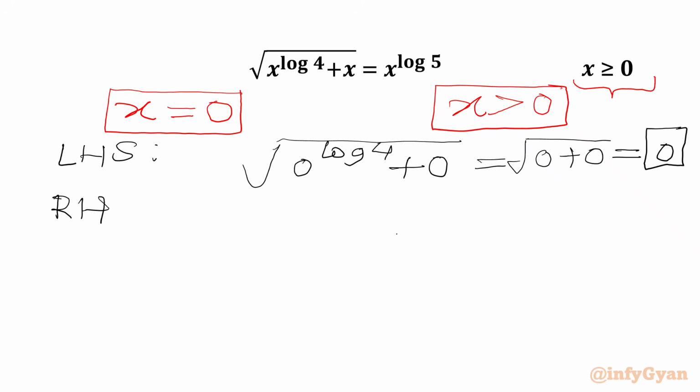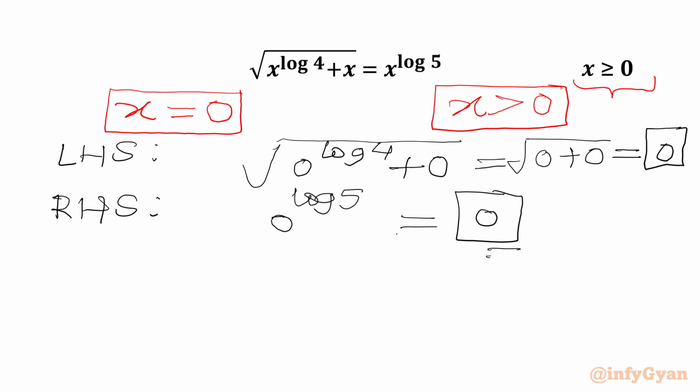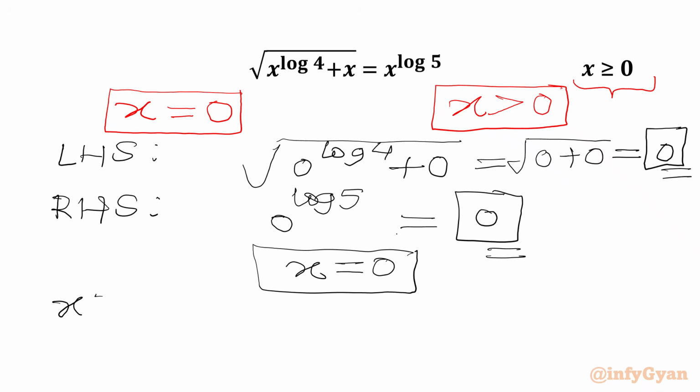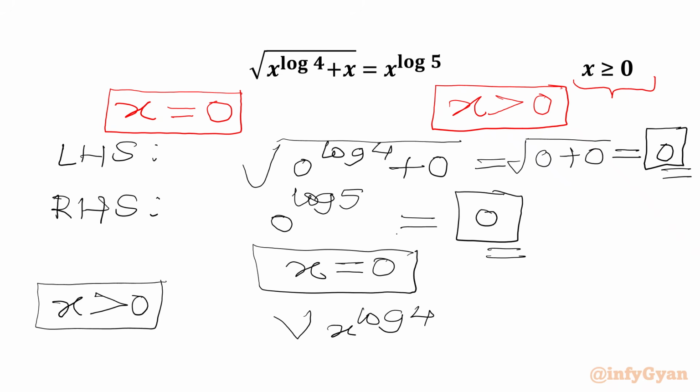Now we will find RHS at x equal to 0. It will become 0 raised to the power log 5, which is equal to 0. LHS equal to RHS. Hence x equal to 0 is the first real solution to our equation. Now we will take up the x greater than 0 condition. So let's write our equation: square root x raised to the power log 4 plus x equal to x raised to the power log 5.